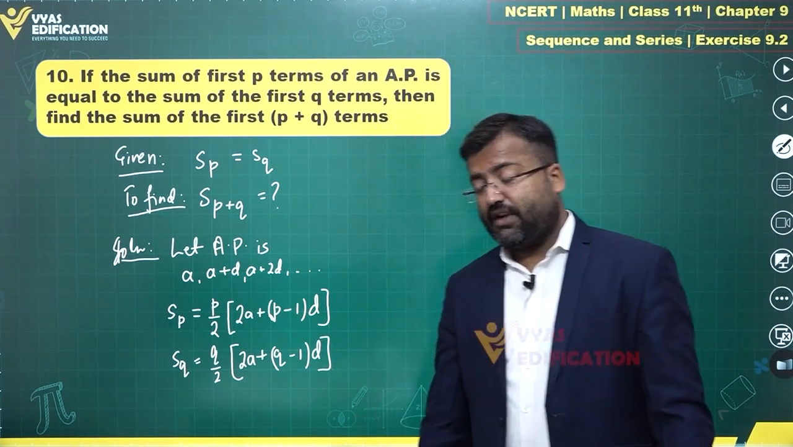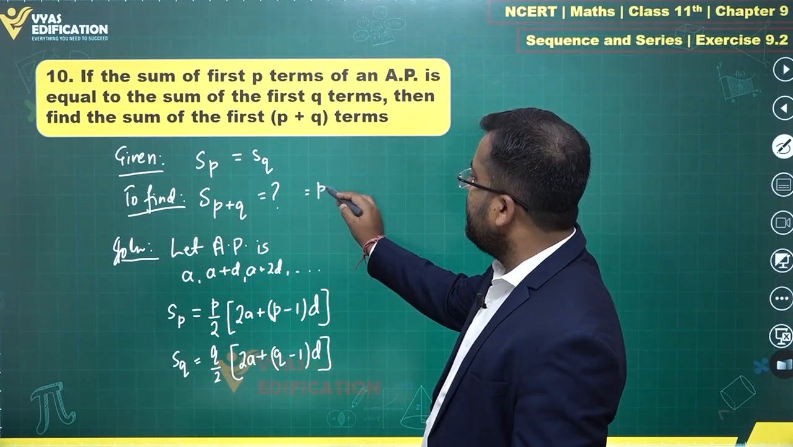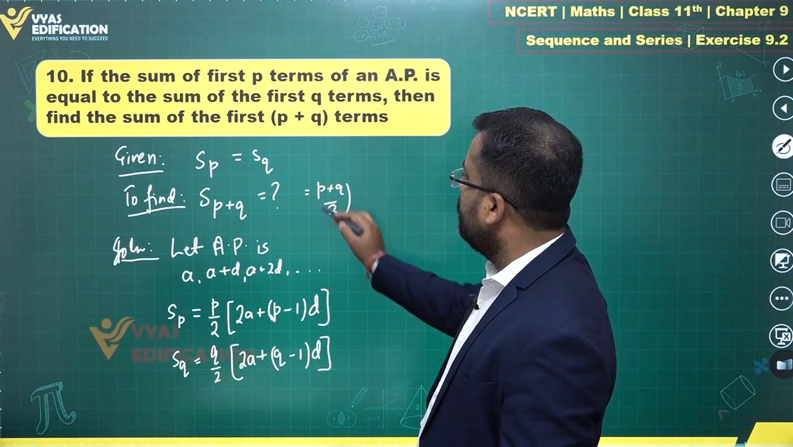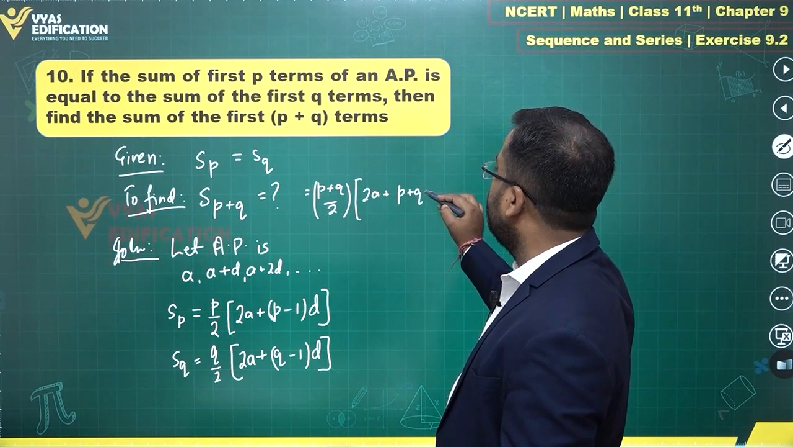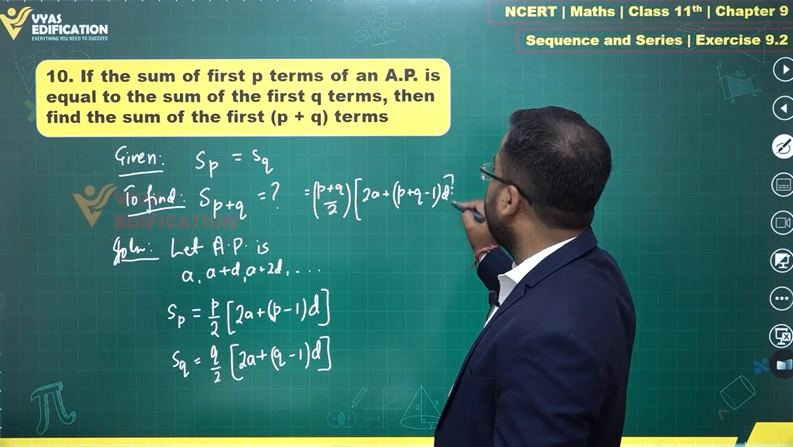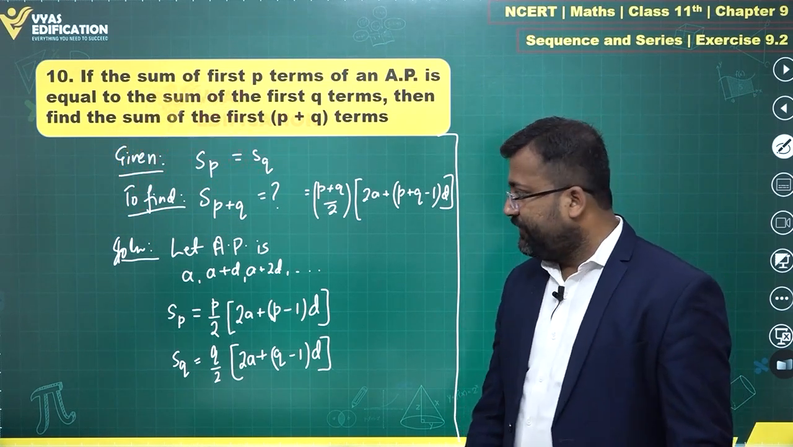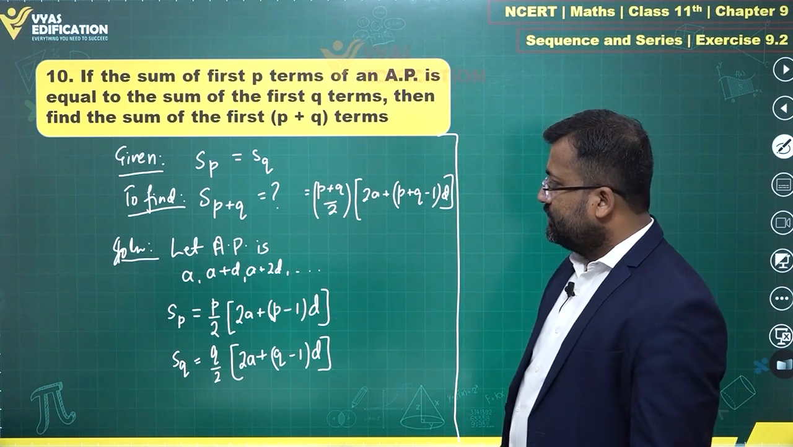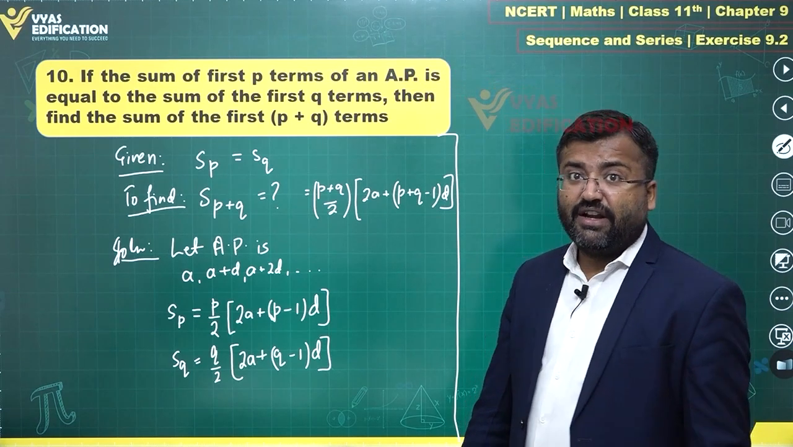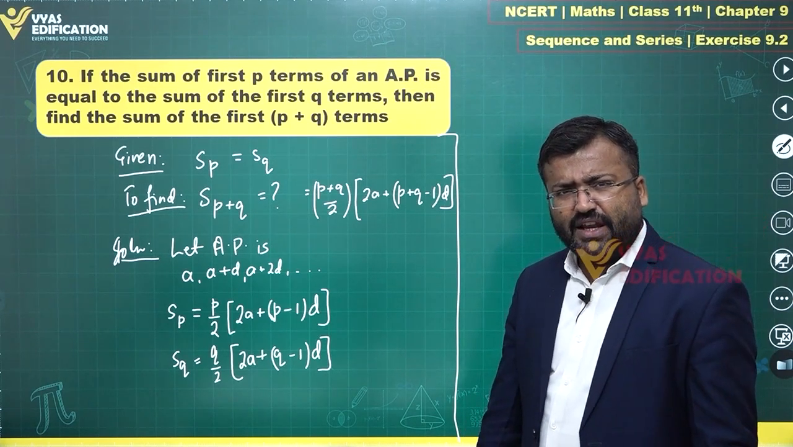S_p and S_q are given, right? And what do we need? S of p plus q. And what is that? This is p plus q by 2 times (2a plus (p plus q minus 1) times d). If you observe carefully, we need the values of a and d both. These two are given equal, so at most we can find a relation between a and d. Let's try to find a relation between a and d somehow.